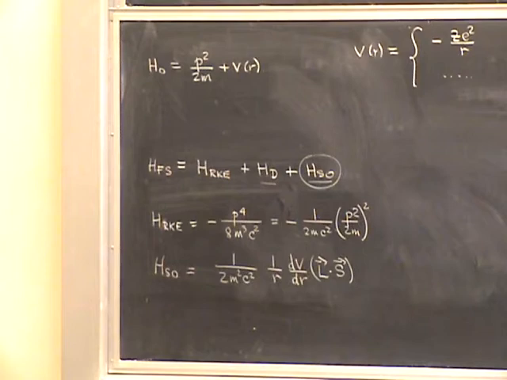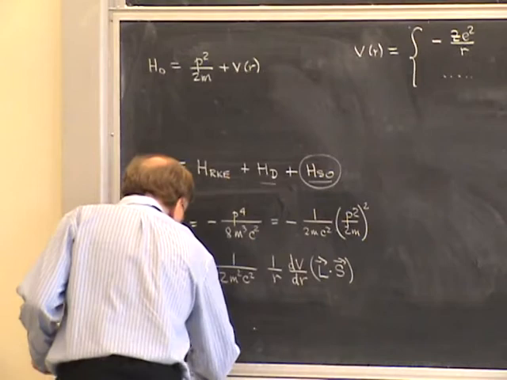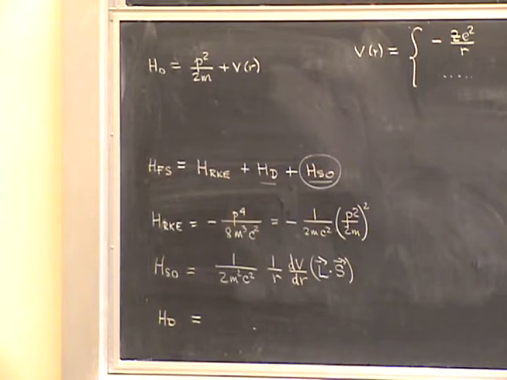Finally, there's the Darwin correction, the Darwin term. The Darwin term is very difficult to explain, even in a hand-waving manner, within a non-relativistic framework. It really comes out of the Dirac equation. I'll do the best I can.